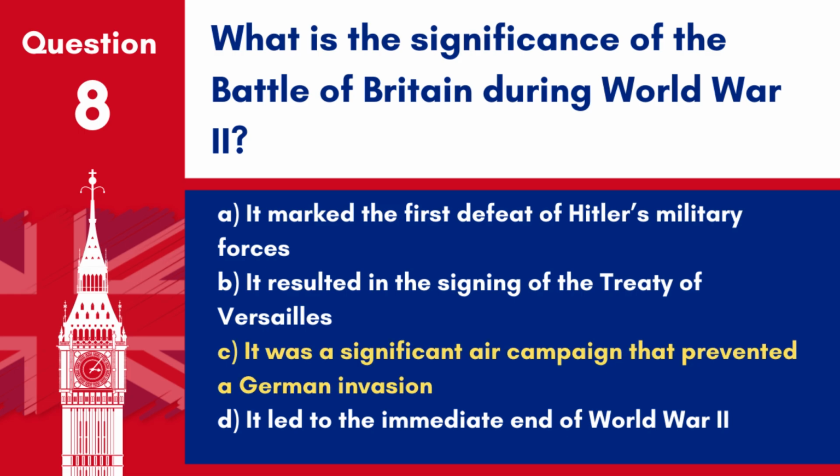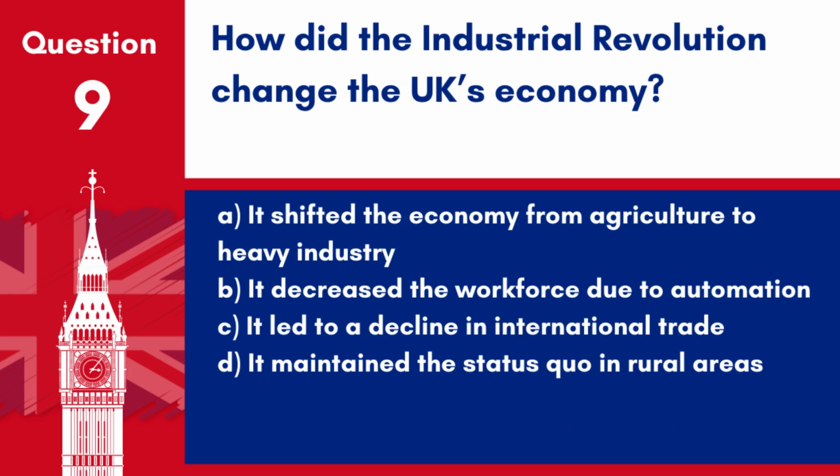Answer: C. It was a significant air campaign that prevented a German invasion. The Battle of Britain was a crucial air campaign carried out by the Royal Air Force to prevent a German invasion of Britain during World War II. Question 9. How did the Industrial Revolution change the UK's economy?